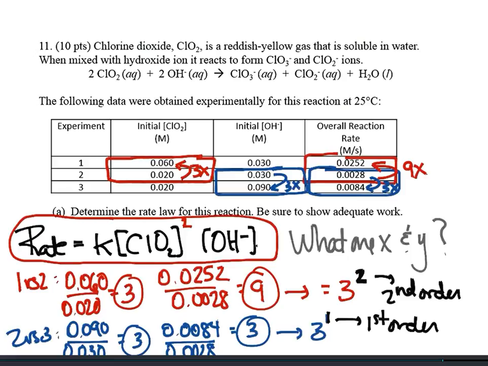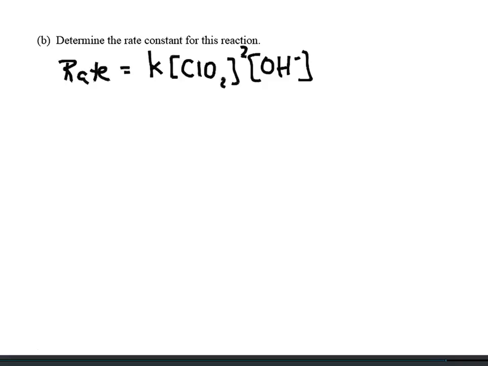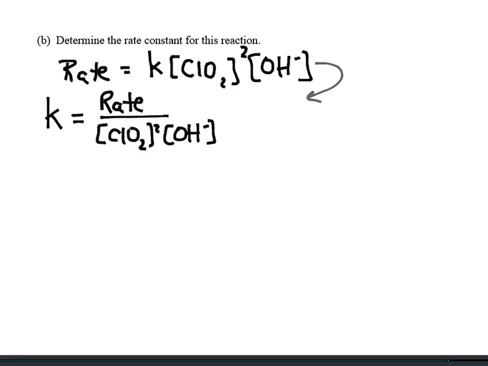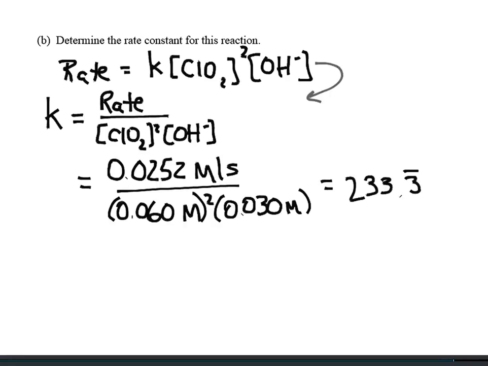And then part B, we're going to determine the rate constant. So we're going to take the rate law that we just determined, whatever rate law you determined, you just write it down. And then you're going to plug in numbers from one of the experiments. I plugged in numbers from experiment 1. I solved for K. And these are the numbers from experiment 1. And you plug those numbers in. When you plug them in, I get 233.3, and that 3 goes on forever.